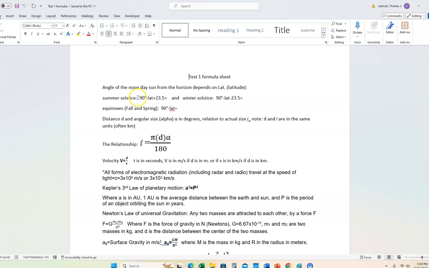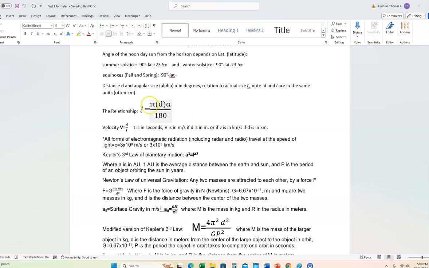So on the summer solstice, which is right around June 21st, depending on what your latitude is on the Earth, you use this formula, and we're about to use this formula as well. On the winter solstice, notice it's the same for all of them. It's 90 minus your latitude. So in the wintertime, it's minus 23.5 degrees. In the summertime, it's plus 23.5 degrees. That's the tilt of the Earth. Notice in the fall and the spring, it's just 90 minus your latitude. There's an equal amount of day and nighttime.